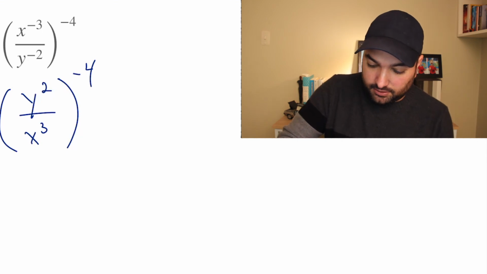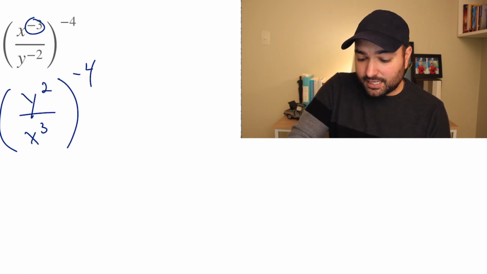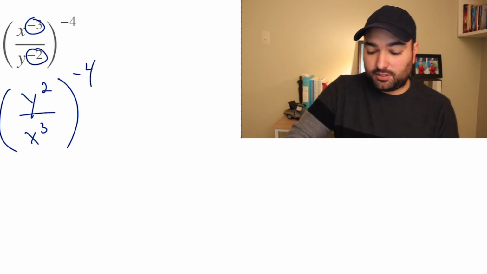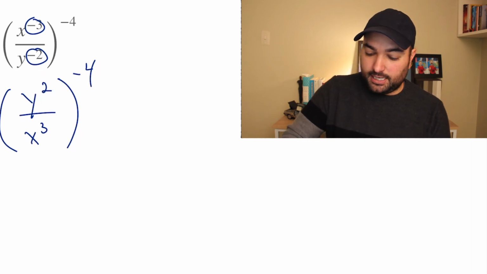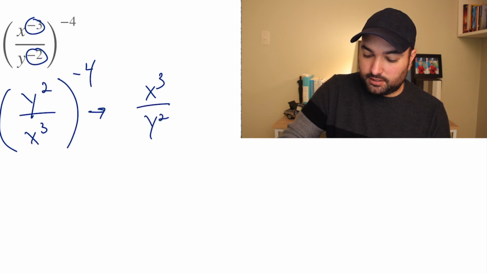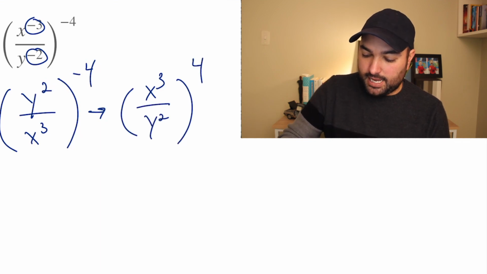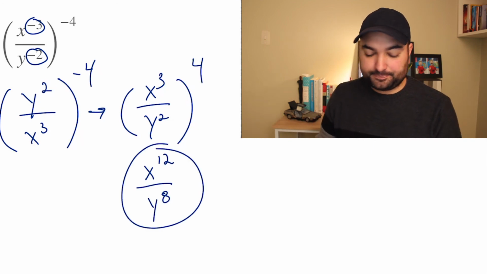What I did was I looked at that negative 3 there and I said, oh, that x to the power of negative 3 needs to go into the denominator. And I looked at that negative 2 in the denominator and I said, oh, that term's going to have to go into the numerator. So I just swapped those around. Now I will do a swap again. So x^3 over y squared, all to the power of 4. And this will become x to the power of 12 over y to the power of 8. And that is the answer for that.